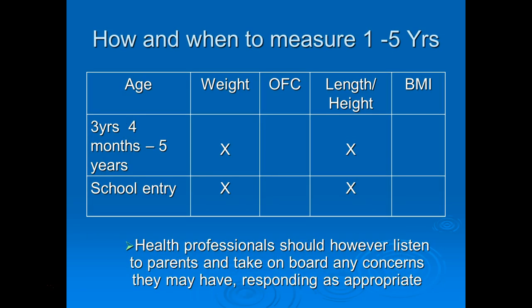This shows when measurements are taken in children aged 1 to 5 years. A lot of work around school entry now, but although these are the preferred timings, it's really important as health professionals to listen to parents and take on board any concerns they've got and respond appropriately, something around the gut instinct and making them feel that they're being listened to. It certainly won't do any harm to do an additional measurement if the parents have concerns, and obviously if you've got concerns you would be considering earlier measurement anyway.